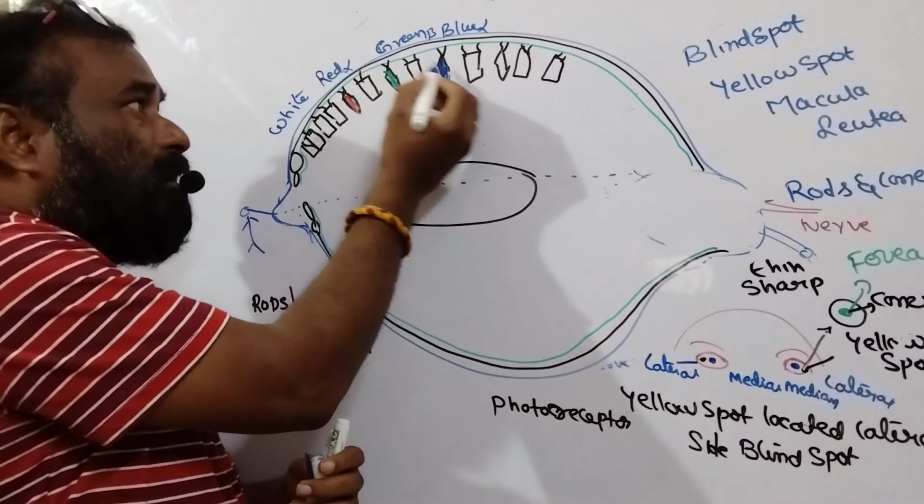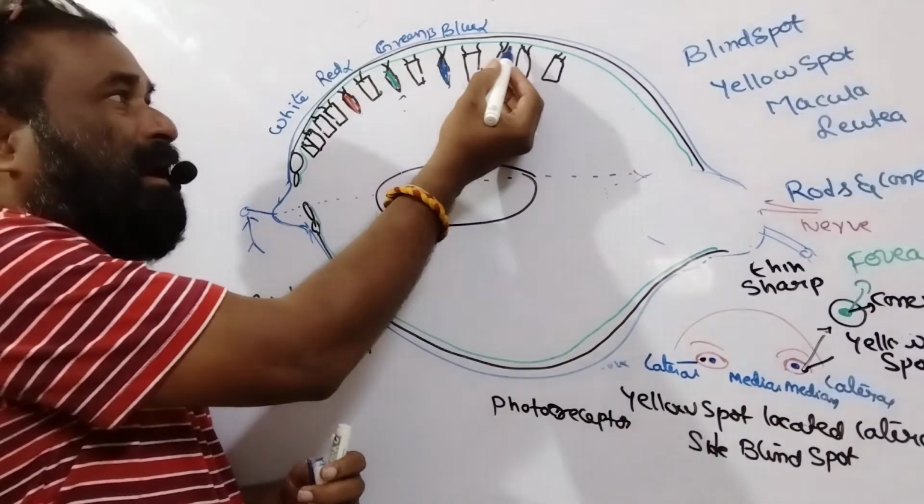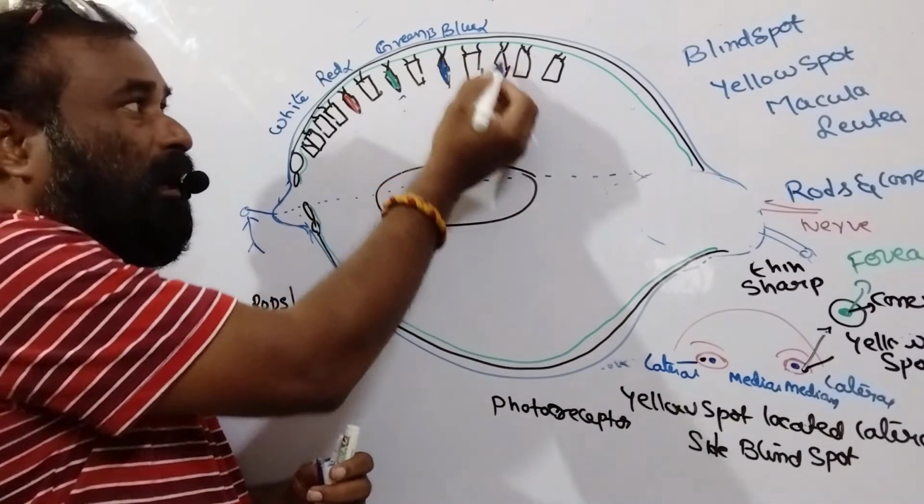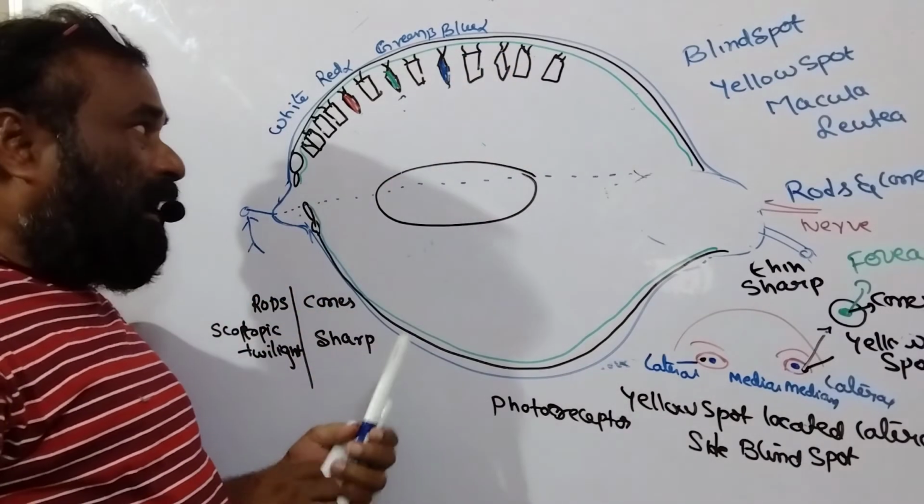Here observe, they are connected with the pigmented epithelium at the outer end. This is the outer end. So go for the inner end.